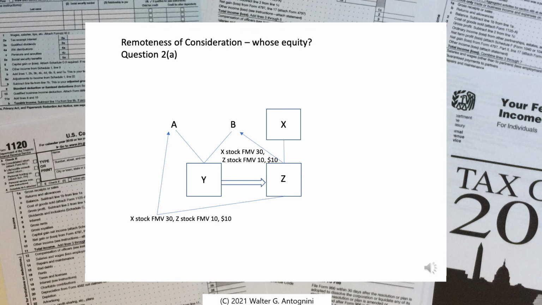Question 2A is illustrated in the diagram on the slide. In 2A, instead of Y merging into X, Y merges into X's wholly owned subsidiary Z. A and B each receive stock of X worth 30 and stock of Z worth 10, as well as each receiving cash of 10. And so again, this is illustrated in this diagram. What happens?